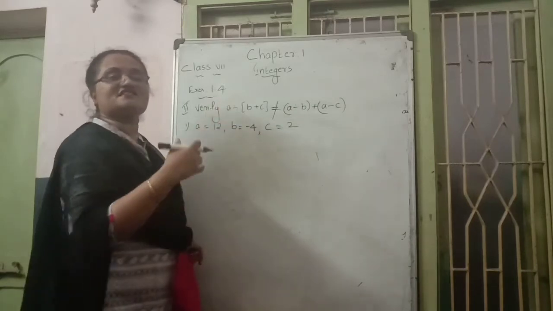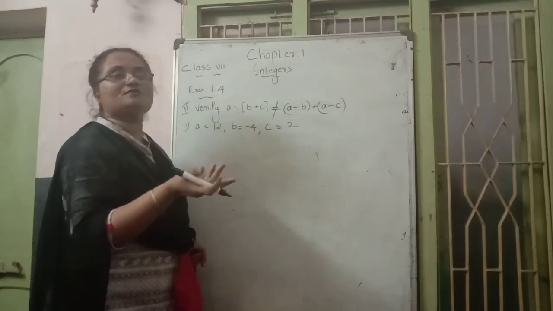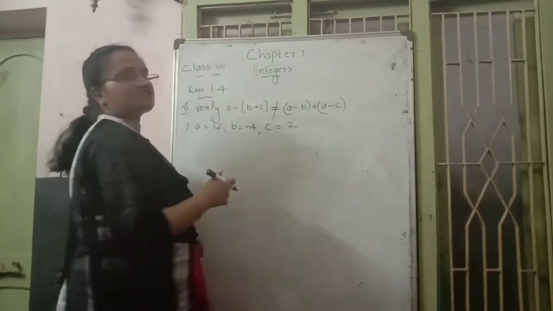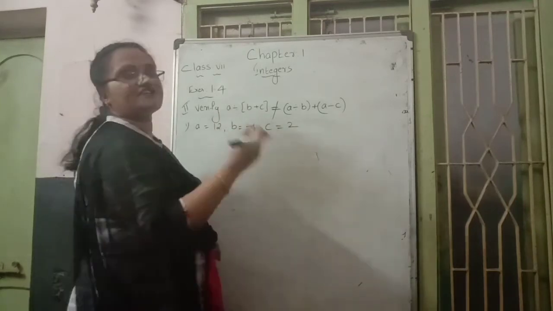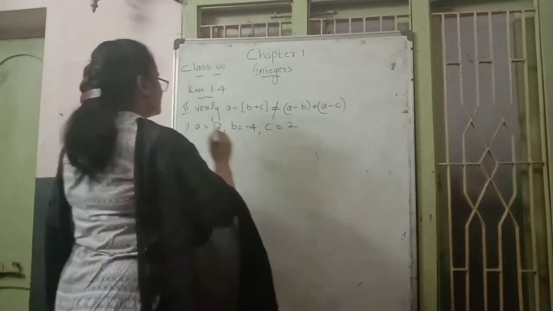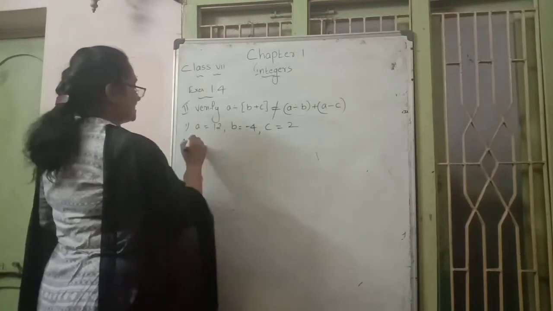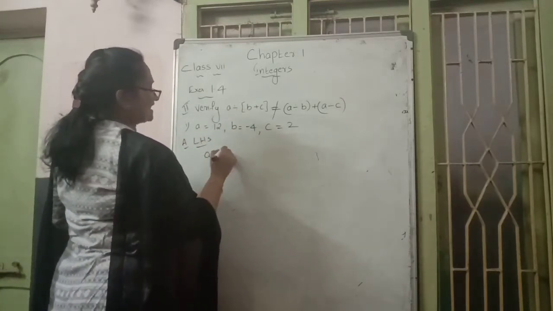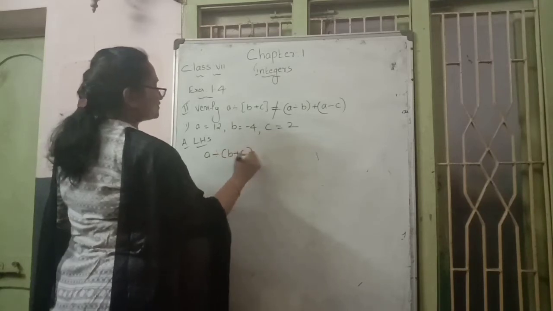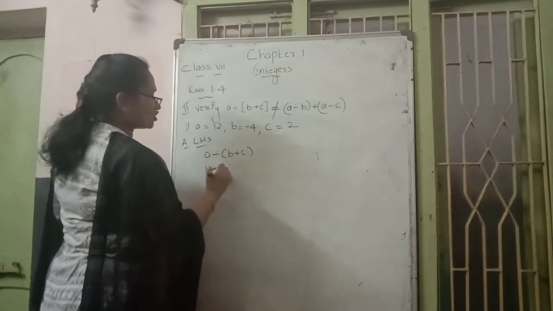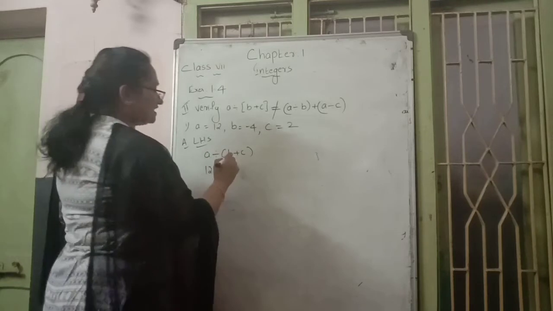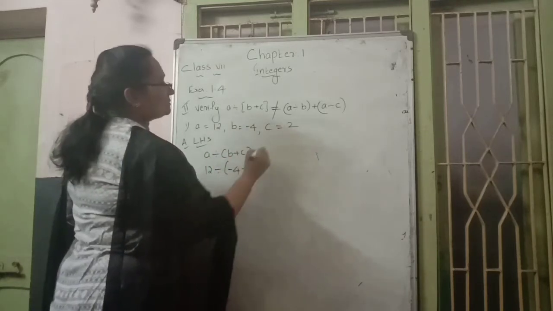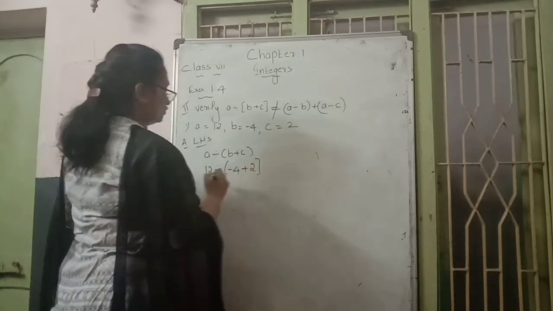Check whether both answers are the same or not. If not, we can say the expression is not correct, that is, LHS is not equal to RHS. So we can substitute the values. LHS part first we consider. LHS of our expression is A divided by B plus C. So in place of A put 12, divided by B, put minus 4, plus C, put 2.